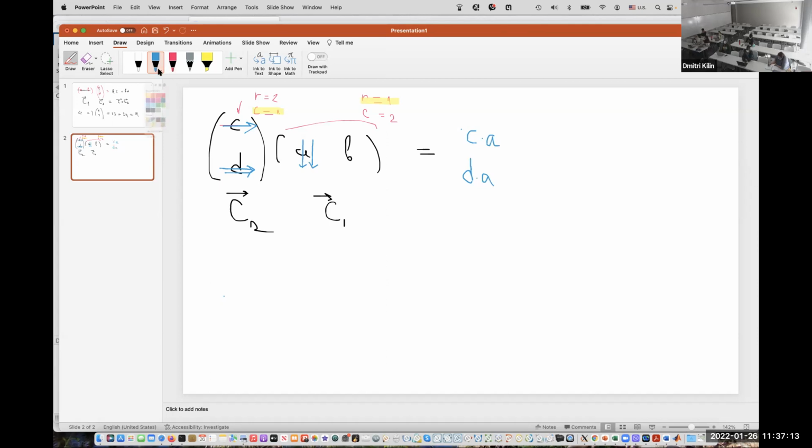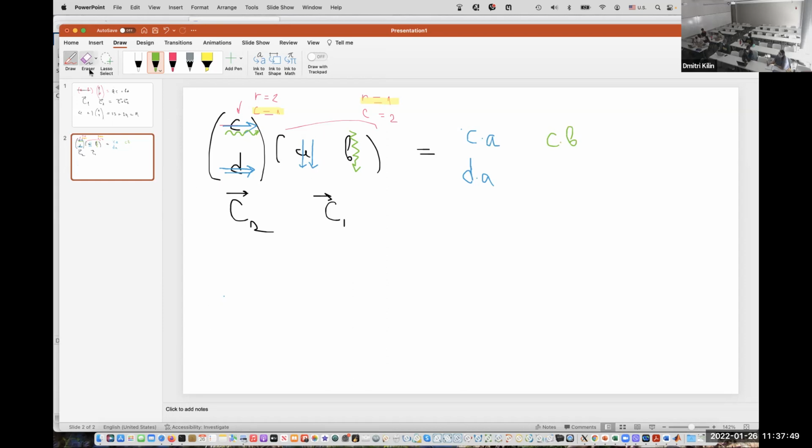Now, if we go to the first row of the first object and multiply it by the second column of the second object, it will be just C times B, but it should be placed in a different cell. So C times B.